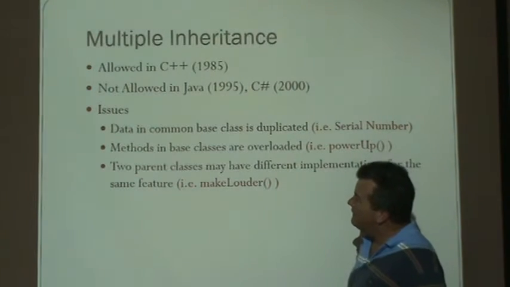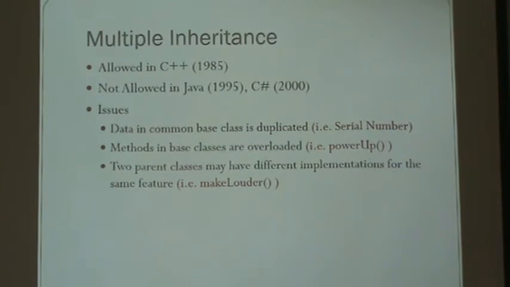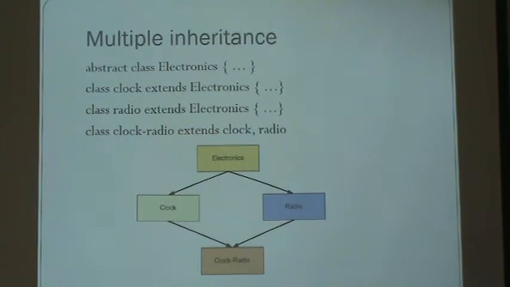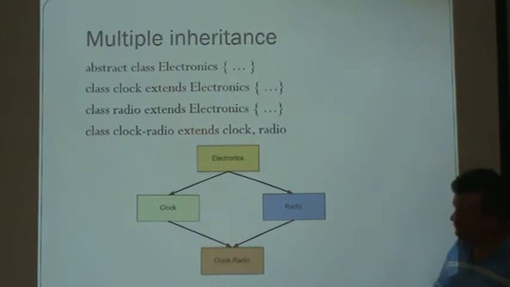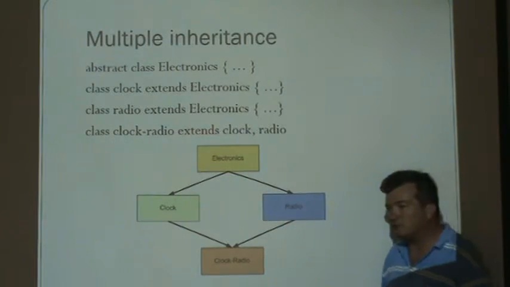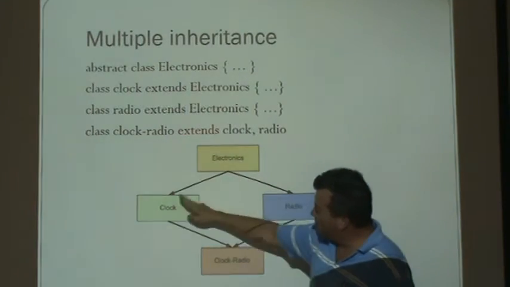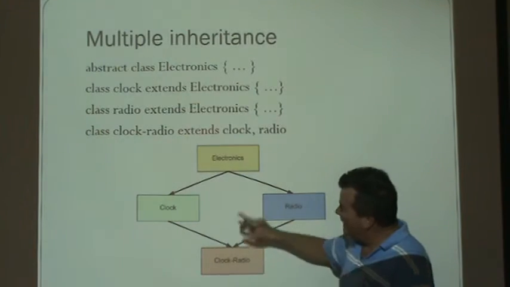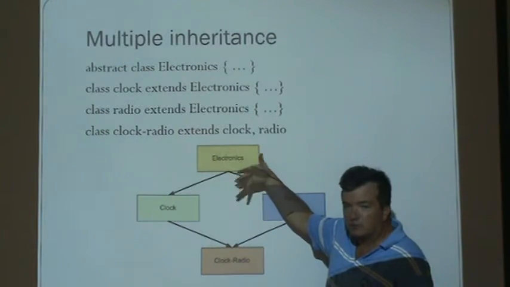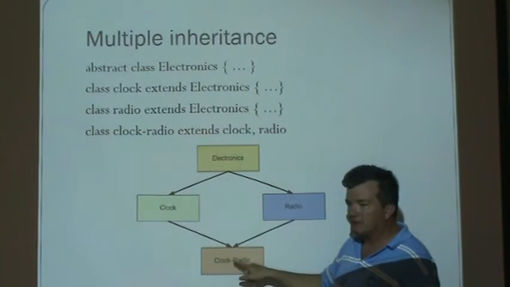And some of the issues that come up in multiple inheritance, let me just go back to this picture. What we're talking about today is a new topic in Java called interfaces. So I'm giving the motivation for why it came about that we have this. But if, for example, you multiply inherited from electronics to make a clock radio, and inside the class electronics there was a field called the serial number, we would now have two serial numbers, right?